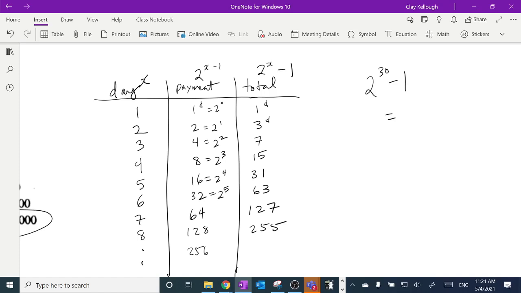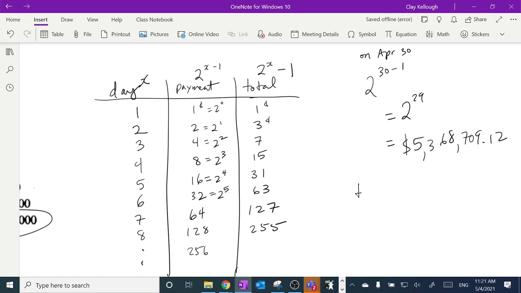I'm going to need a calculator for that. 2 to the power of 30 minus 1. On April 30th, now remember this is in cents, so I'm going to divide it by 100. Oh hang on, I just did that wrong. 2 to the power of 29, sorry, I want to do this one. So on April 30th, the payment is 2 to the 29. So 2 to the power of 29 is, and again, divide that by 100 because that's in pennies, $5,368,709.12. And that's just how much he got paid that day.